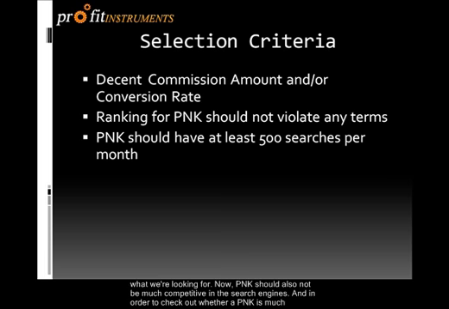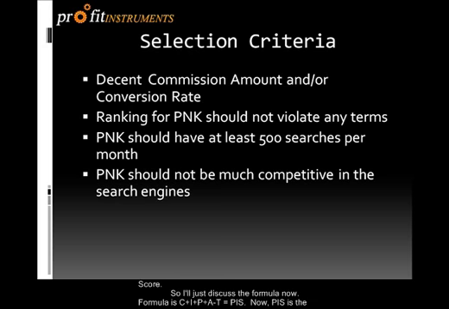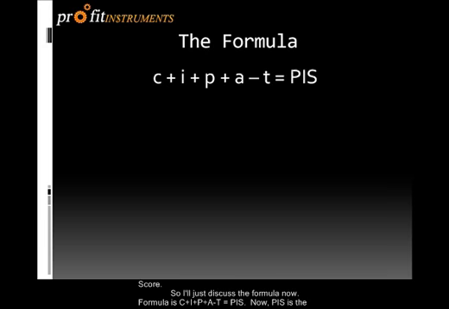And if you find a keyword that's got more than 500, then that's what you're looking for. Okay, now the PNK should also not be very competitive in the search engines, and to check whether a PNK is competitive or not, I've actually created a whole formula for it. Yes, there is an actual formula for calculating a profit instrument score. So I'll just discuss the formula now. The formula is C plus I plus P plus A minus T equals PIS. Now PIS is the profit instrument score.